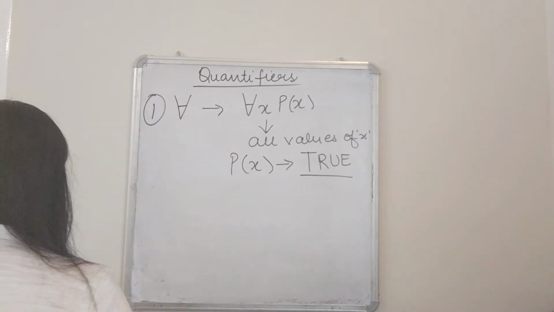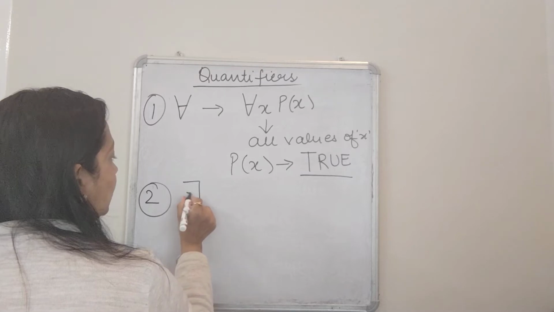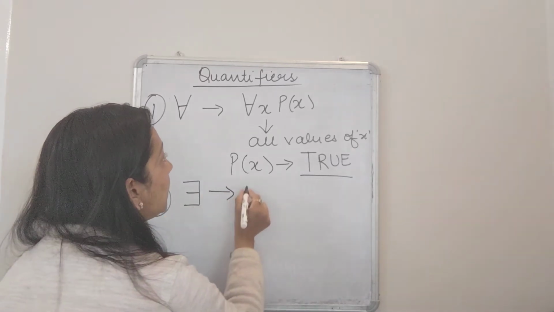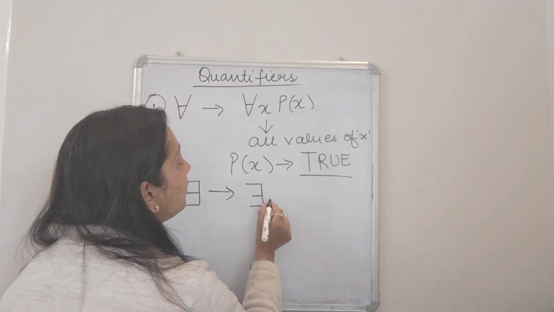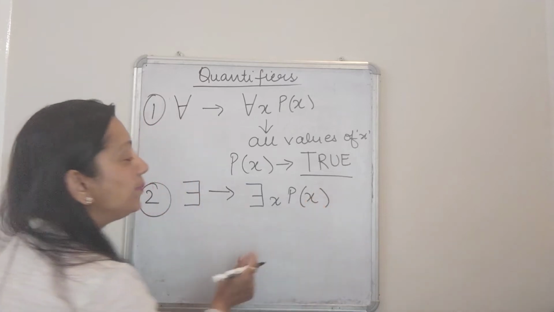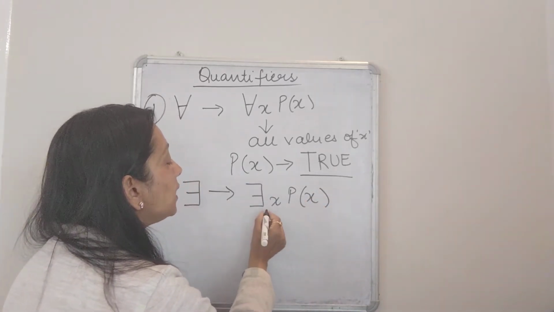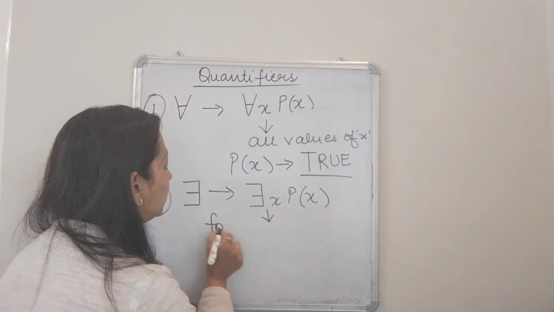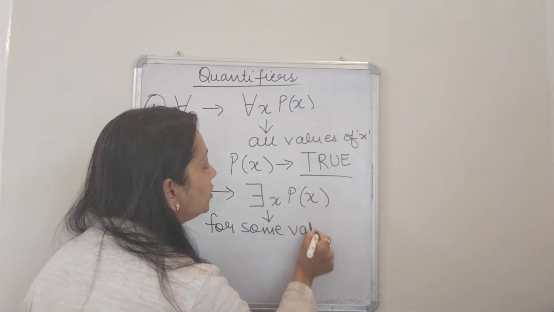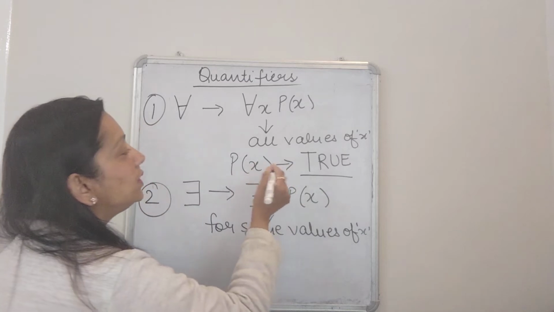And if I talk of the existential quantifier, as it is denoted by this symbol, it means there exists x such that p of x, or there exists an x, p of x. So this means that for some values of x.